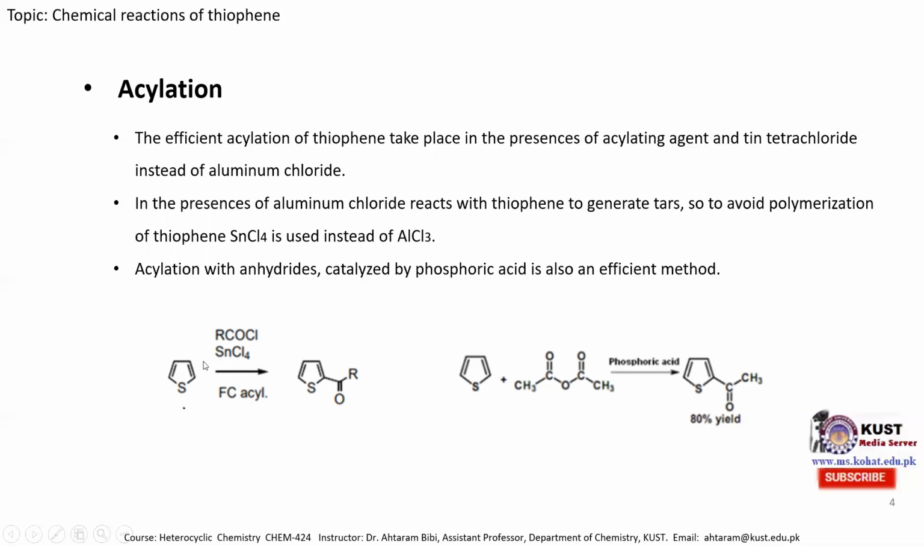And for the acylating agent acyl chloride, we do not use aluminum trichloride, which is the basic catalyst for Friedel-Crafts acylation, because thiophene is more reactive and it generates tar. Polymerization takes place in the presence of aluminum trichloride. Therefore, tin chloride is generally recommended for the acylation of the thiophene molecule.